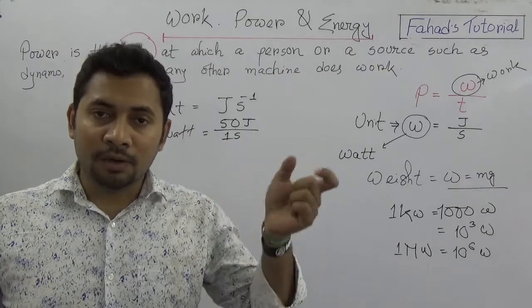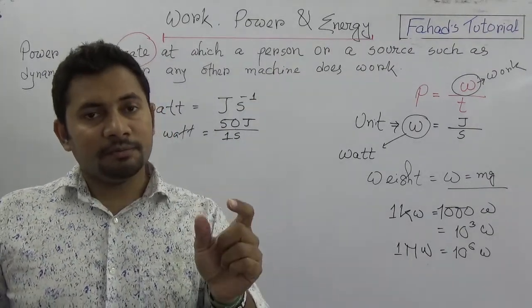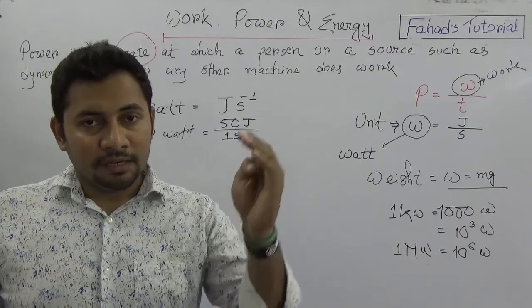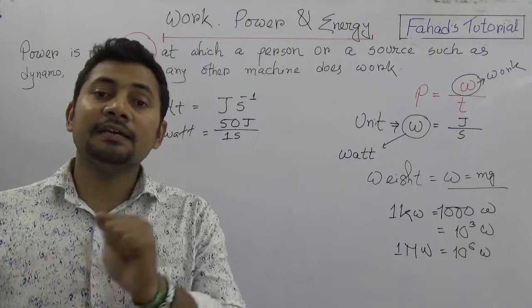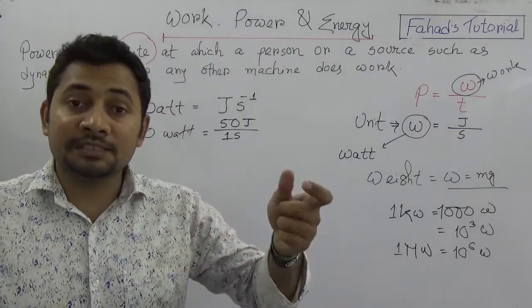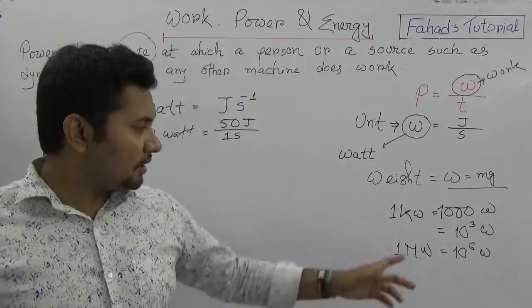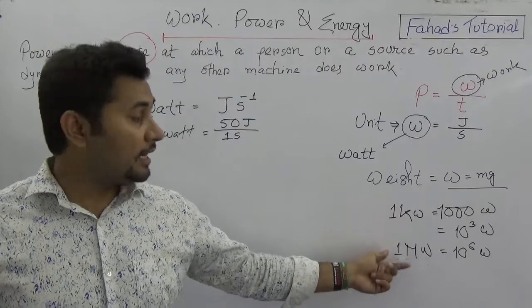In chapter 1 I already uploaded a video on prefixes: what about atto, femto, pico, kilo, hecto, deca, deci, centi, milli, micro, mega, giga, nano, pico, femto, atto. So these are the words that we use to express bigger and smaller amounts. In this chapter we also need to use kilowatt and megawatt.